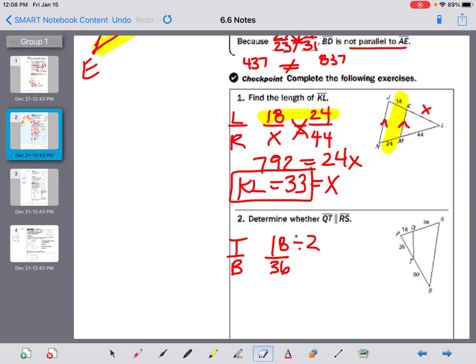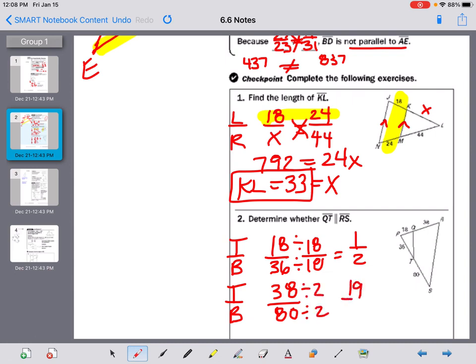Oops, I don't want to divide by 2. I want to divide by 18, because then I get 1 over 2. Okay, my brain was telling me 2, but not in the right spot. Okay, another top to bottom, 38 on top, and that is an 80 on the bottom. Ooh, divide by 2 maybe, and I get 19 over 20.